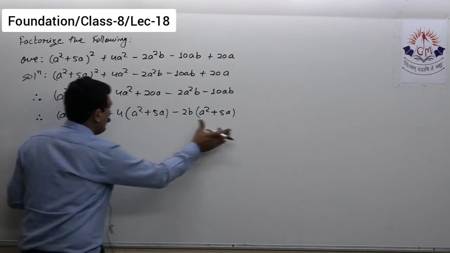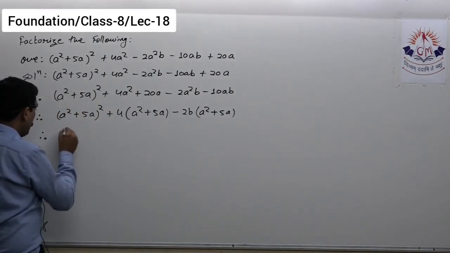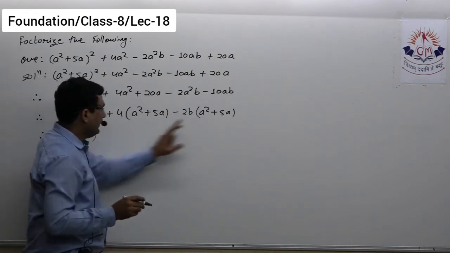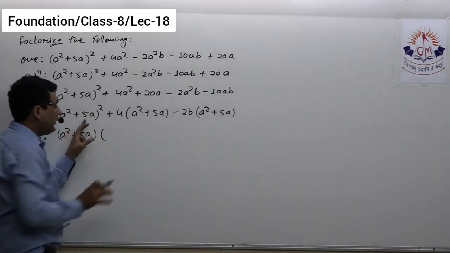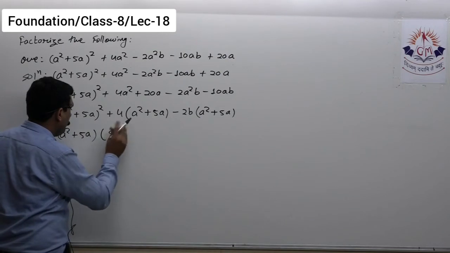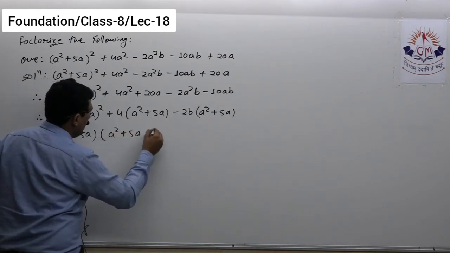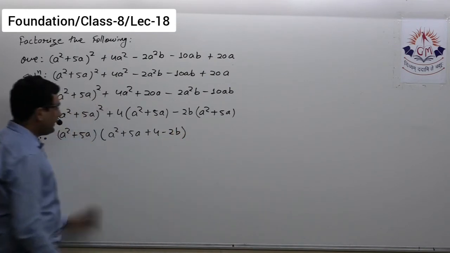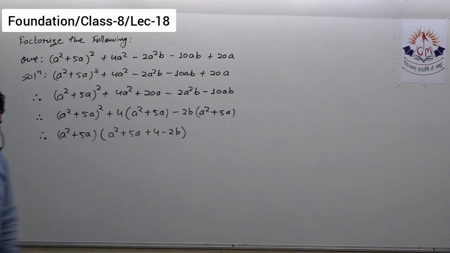Okay, so it is very clear now that I should take a square plus 5a common from these three terms, first, second and third. So here I have (a square plus 5a) whole square. After taking common a square plus 5a, I will be left with a square plus 5a here plus 4 and here minus 2b. So these are the factors of this expression. So please note it down.